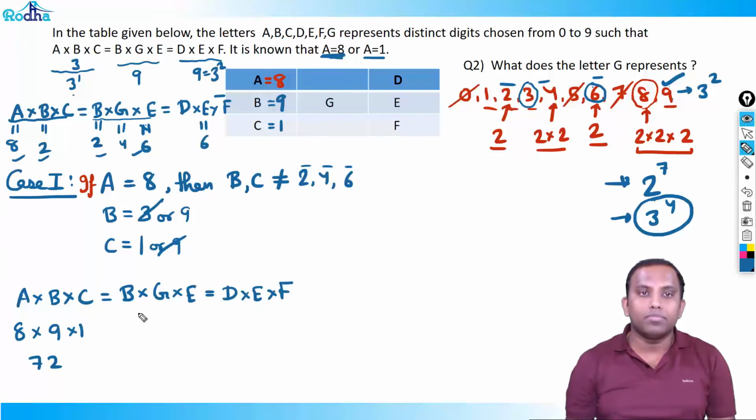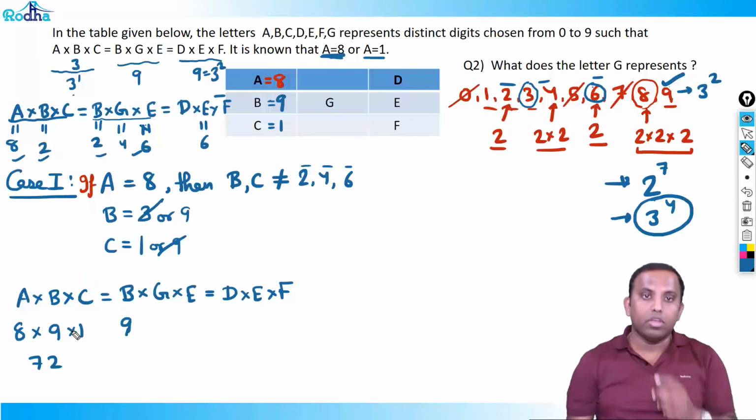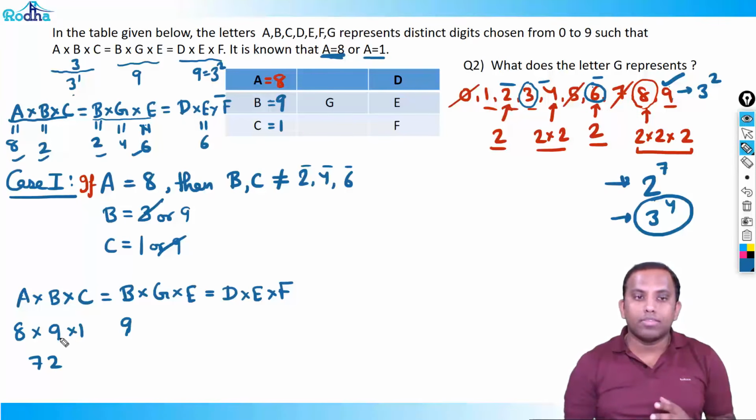Okay, now what is B here? B already is 9, so this 9 and 9 is balanced, right? Now to understand this point, to balance this 9 and 9, because the first term also contains 9, the second term also contains 9, right?